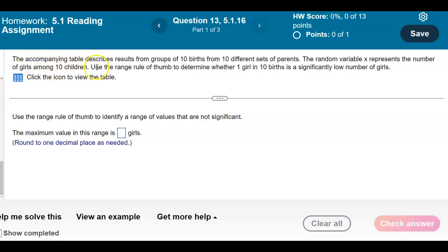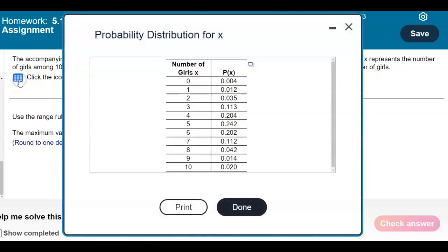The accompanying table describes results from groups of 10 births from 10 different sets of parents. The random variable x represents the number of girls among 10 children. Use the range rule of thumb to determine whether 1 girl in 10 births is a significantly low number of girls. So first thing is we're going to go ahead and open this up into StatCrunch.